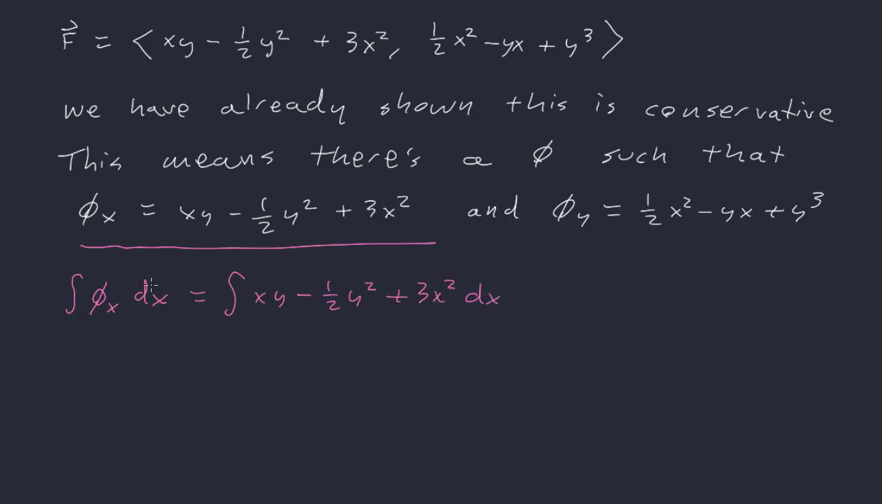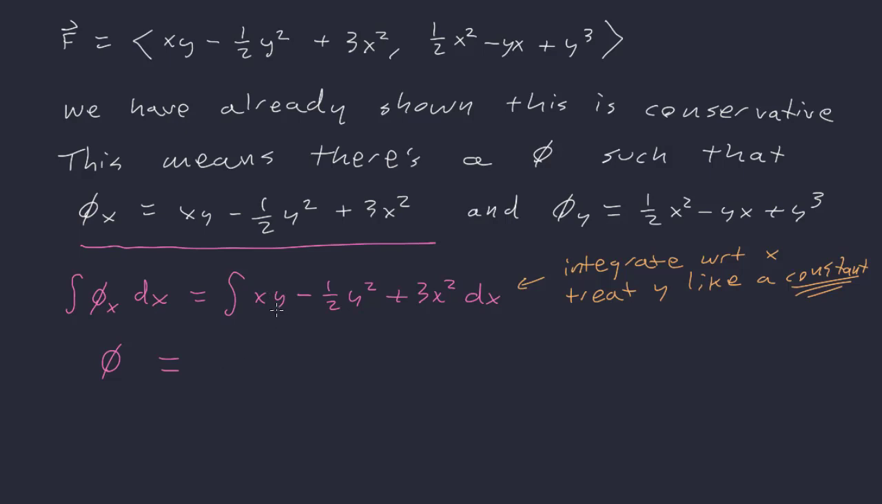Okay, so we will get the integral of phi sub x dx is equal to the integral of xy minus 1/2 y squared plus 3x squared dx. And we're going to integrate these things. Well, this part's just going to become phi. Okay? This side, on the other hand, well, now we're going to integrate with respect to x. Now, here's the key. X is our variable here, but we treat y like a constant. Okay? And notice I'm making a big deal about we're treating y like a constant. You'll see in a second why that is.